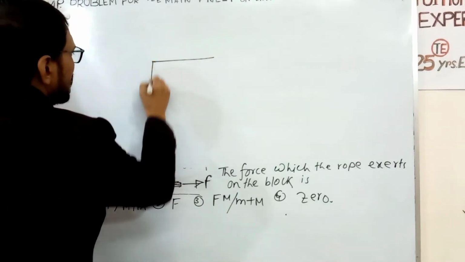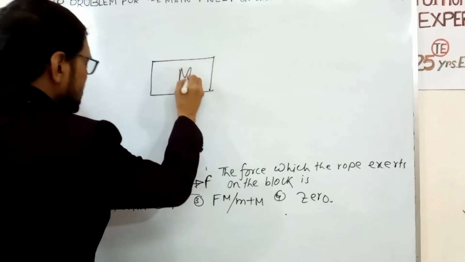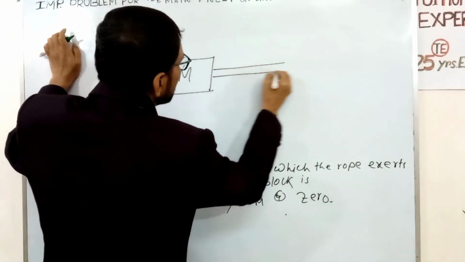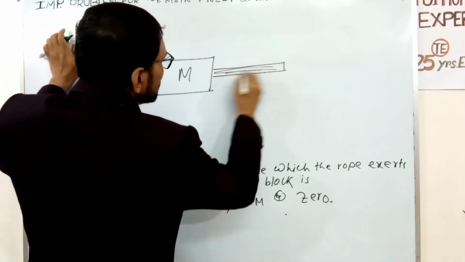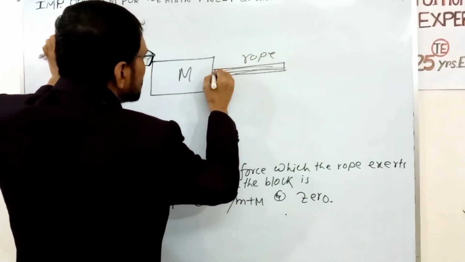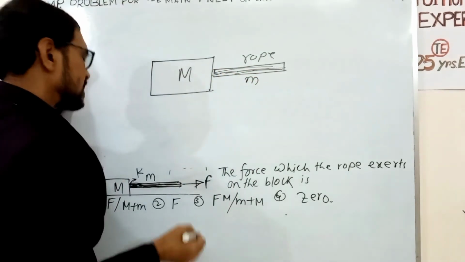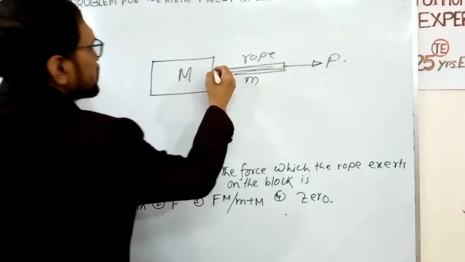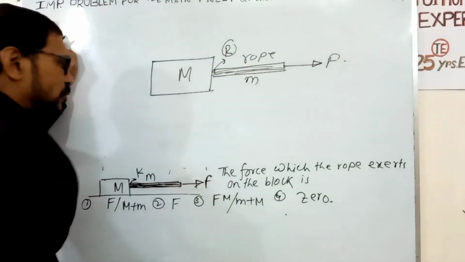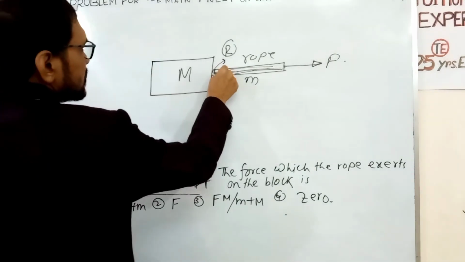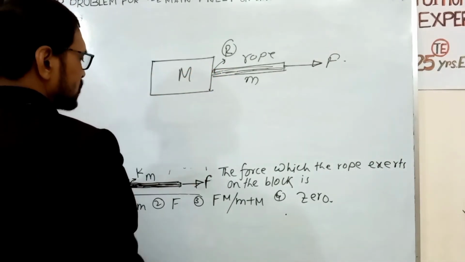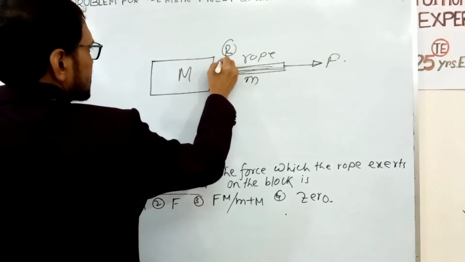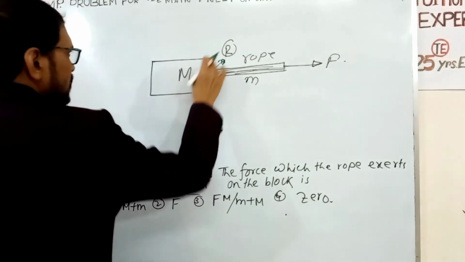Okay, a block of mass m is present here, and here is a rope of mass m. Now if force F is applied here, what is the reaction force acting here? The force which the rope exerts on the block. So here you have to find the contact force.